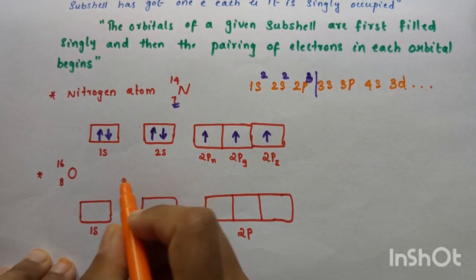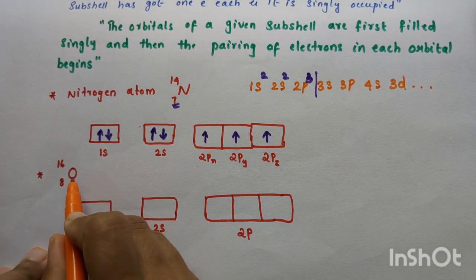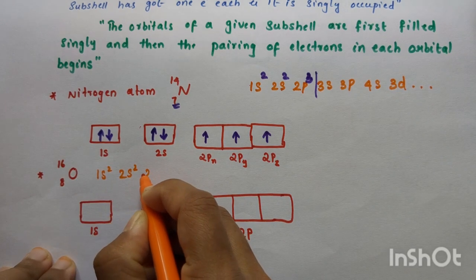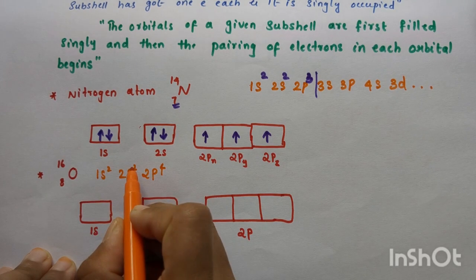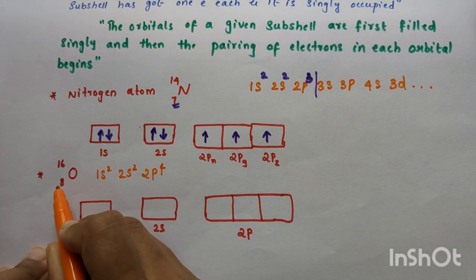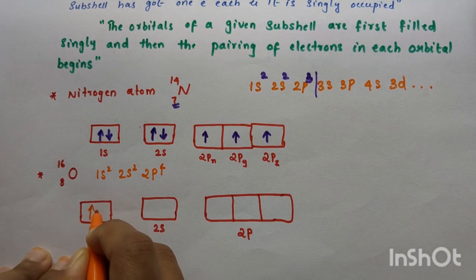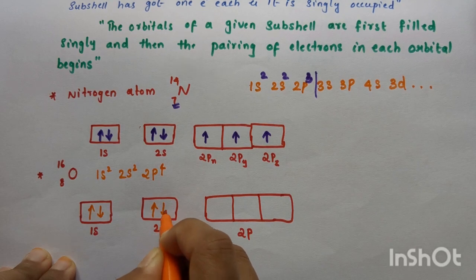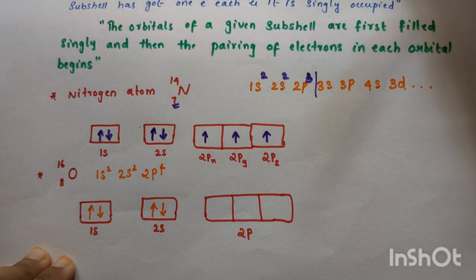Now let us consider the case of the oxygen atom. Its atomic number is 8. Okay, so you see its electronic configuration will be 1s2, 2s2, then 2p4. Okay, because 2 plus 2, 4, 4 plus 4, 8. So the 2 electrons will be in the 1s orbital. So 1 spin up, 1 spin down. 2 electrons in the 2s orbital. So 1 spin up and 1 spin down. Then 4 electrons in the 2p orbital.